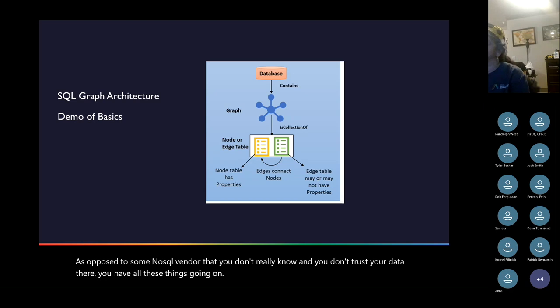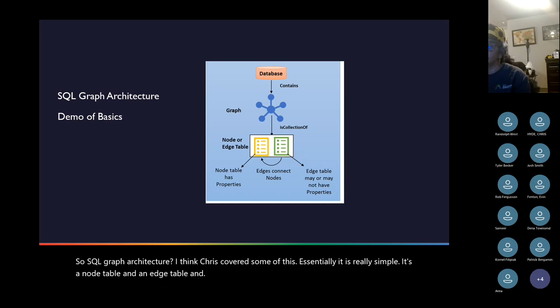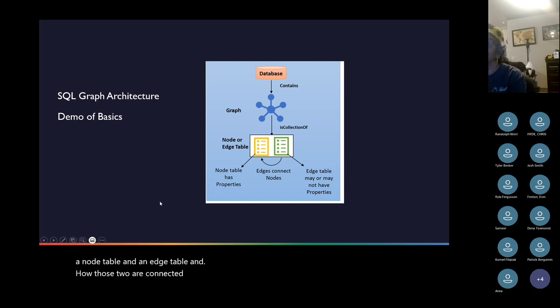So SQL Graph architecture, I think Chris covered some of this. Essentially, it is really simple. It's a node table and an edge table, and how those two are connected. So let me show you an example.